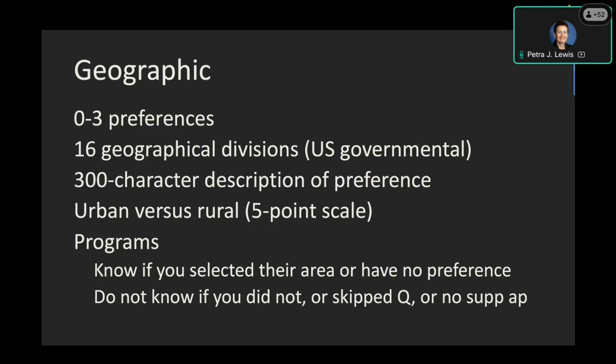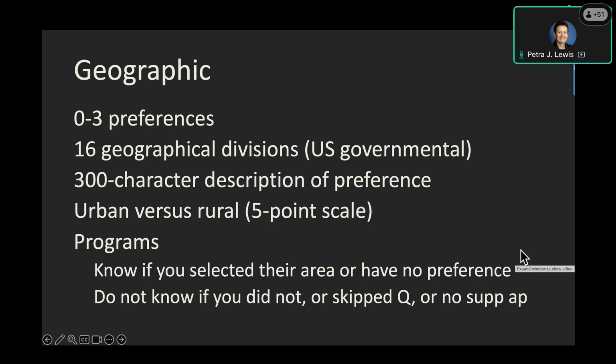Let's do geographic. You can put in up to 3 preferences or none. There are 16 geographical divisions, and these are the US governmental splits, and some of them are not entirely logical. There's something in the southeast where West Virginia and Florida are in the same grouping or something like that. Anyway, you have to look at it. You can put in a 300-character description of where you want to live. You also select whether you want to be urban versus rural on a 5-point scale. We've had people say they really want to be urban, and yet they want to be in New Hampshire. So make sure these gel a little bit.